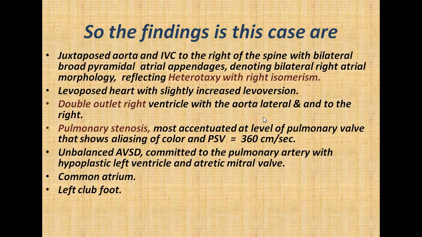So the findings in this case are juxtaposed aorta and IVC to the right of the spine with bilateral broad pyramidal atrial appendages denoting bilateral right atrial morphology, reflecting heterotaxy with right isomerism. Levoposed heart with slightly increased levoperversion, double outlet right ventricle with aorta lateral and to the right of the pulmonary artery, pulmonary stenosis most accentuated at the level of the pulmonary valve that shows aliasing of color and peak systolic velocity equals 360 centimeters per second, unbalanced atrioventricular septal defect committed to the pulmonary artery with hypoplastic left ventricle and atretic mitral valve, common atrium and left clubfoot.